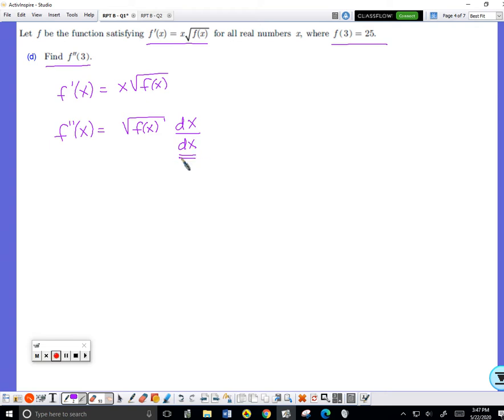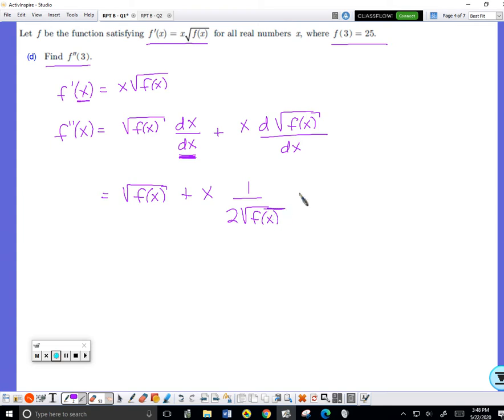Again, this is dx on the bottom here because we are taking the derivative of a function whose input variable is x, plus the first function multiplied by the derivative of the second. This is going to equal, this is 1 here. So I get root f of x plus x. The derivative of the square root of something is 1 all over 2 times the square root of that something multiplied by the derivative of what is inside the root.